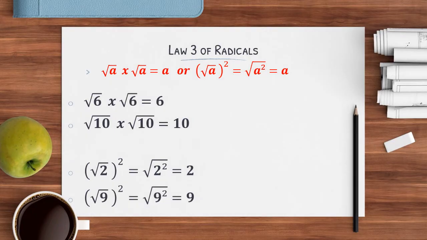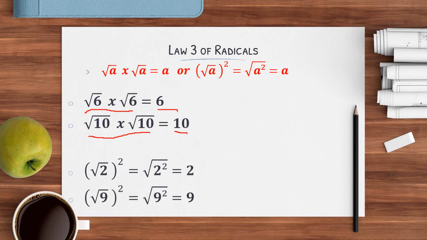Next, let's have the law 3 of radicals, wherein square root of a multiplied by square root of a is equal to a, or the square root of a quantity raised to the power of 2, the square root of a squared, is equal to a. For example, we have square root of 6 multiplied by square root of 6 is 6, the number itself. Next, the square root of 10 multiplied by the square root of 10 is also 10.